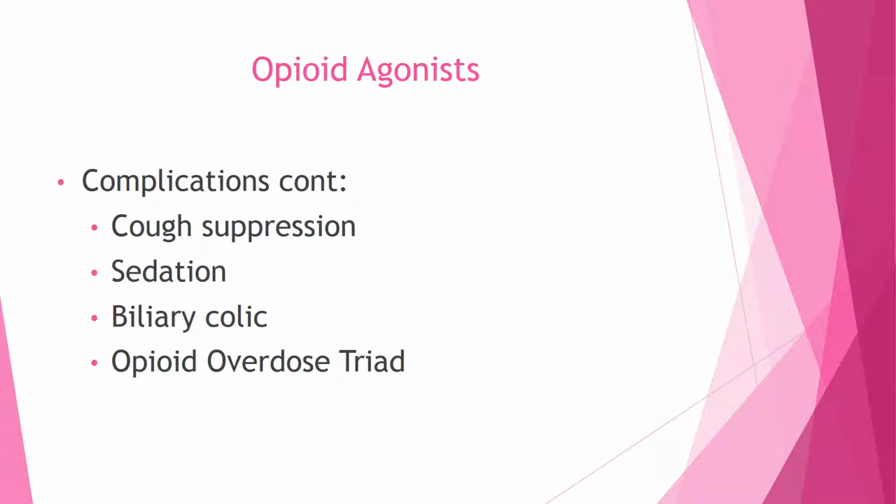And then the opioid overdose triad, this is coma, respiratory depression, and pinpoint pupils. We need to monitor vital signs, assist with providing mechanical ventilation, and administer naloxone, the opioid antagonist, to reverse your respiratory depression and any other overdose manifestations.